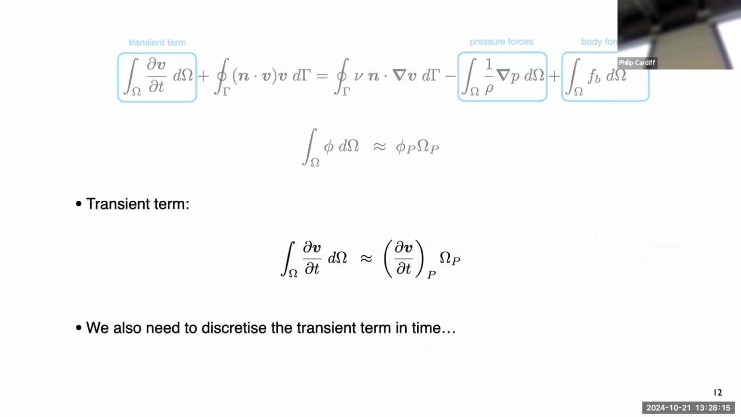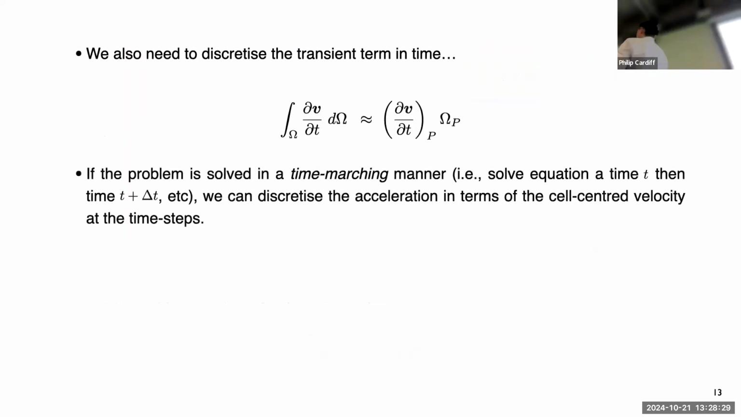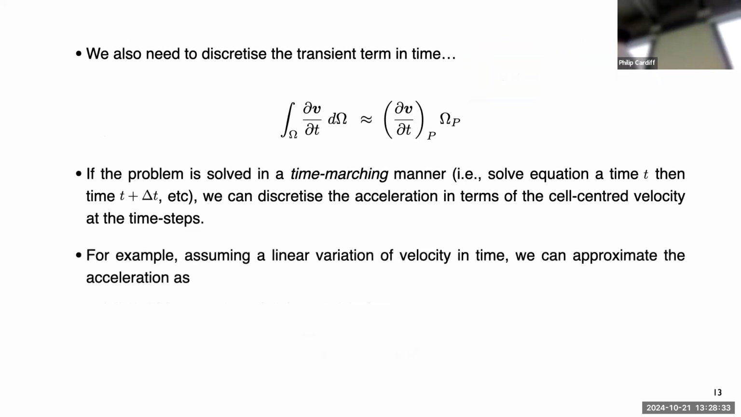So we just evaluate the acceleration, the d velocity dt, evaluated at the cell center, and multiply by volume. But we still have to discretize the velocity in time, like we did for the dynamic finite element method. We have to approximate it at particular time points. The simplest way to do that is simple linear variation of time. This is called Euler's method.